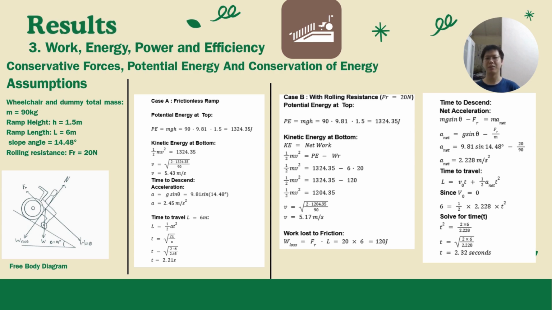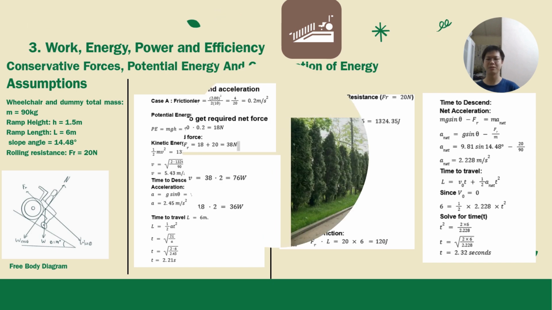Next, we examine the scenario involving conservative forces and energy conservation. The relevant assumptions and the free body diagram are shown on the slide. In case A, where the ramp is frictionless, the final velocity at the bottom is calculated to be 5.43 meters per second, and the time taken to reach the bottom is 2.21 seconds. In case B, with a 20 newton rolling resistance, the final velocity decreases to 5.17 meters per second, and the time taken increases to 2.32 seconds. This shows even moderate resistance results in slower speed and longer travel times, emphasizing the importance of accounting for energy losses in real-world wheelchair motion.